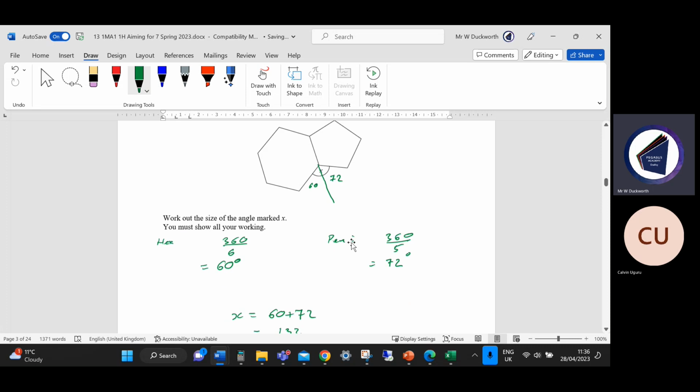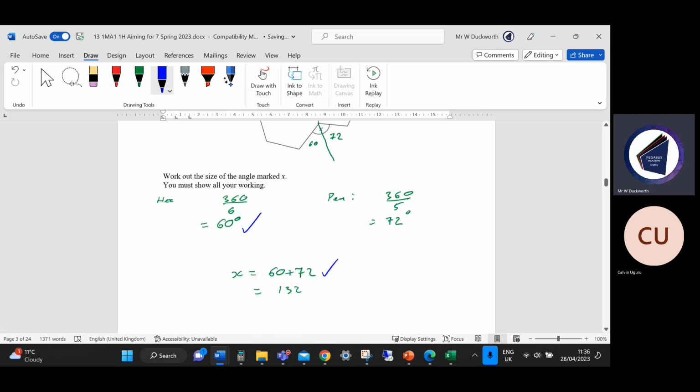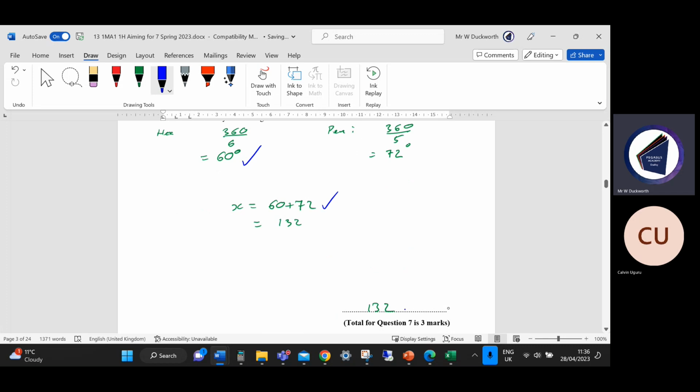So question 7. We have got M1 to find the exterior angle or interior angle of one of the shapes. So I'll pick that up there. Pick that up there for adding them together, and then one mark for 132.